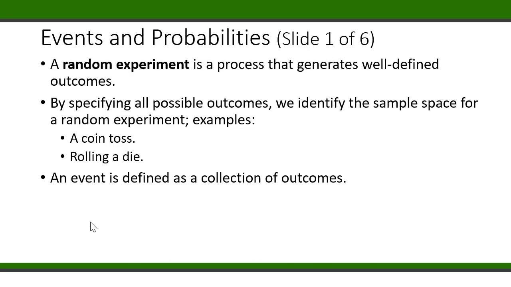So we're going to continue on and talk about events and probabilities. When we have an event, we are usually doing a random experiment. A random experiment is a process that generates a well-defined outcome. When we specify all the different outcomes that could occur in this experiment, we call that the sample space for a random experiment. A random experiment example might be a coin toss or the rolling of dice. Then an event is defined as a collection of outcomes.